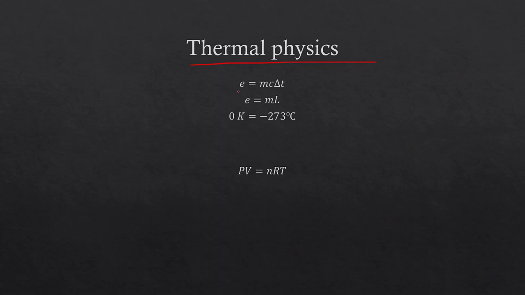Thermal physics, we have E = mcΔT, E = ml, and the conversion between Kelvin and degrees Celsius. This value over here, 0 Kelvin, is absolute zero, and that's it. E = ml, where L is latent heat, and latent heat in general is the energy needed to change the state of a unit mass from, let's say, solid to liquid. That will be fusion, and latent heat of vaporization will be from liquid to gas.